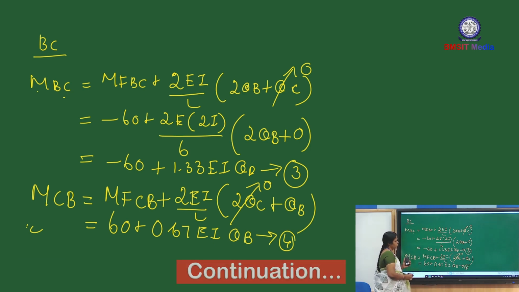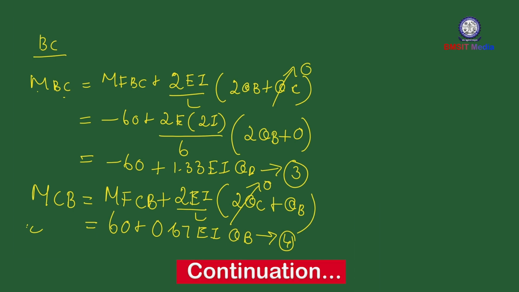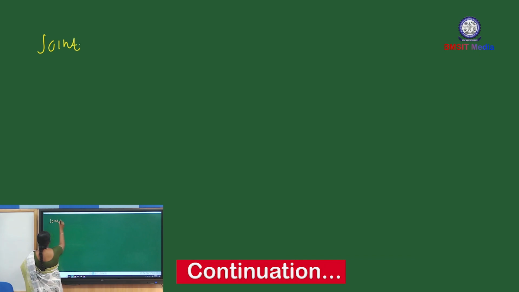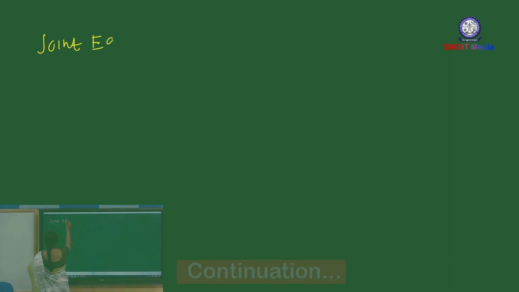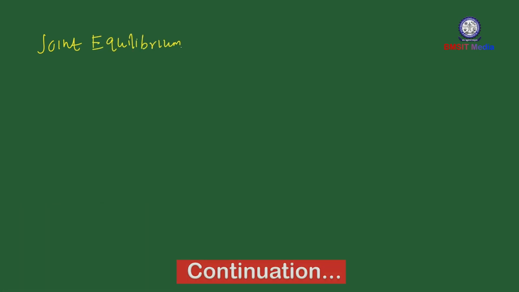Equation. So we have to find out the unknowns here. In all the equations, only one unknown is there, that is theta B. So theta B is the rotation at joint B. Next, third step, we have to write the joint equilibrium equation.